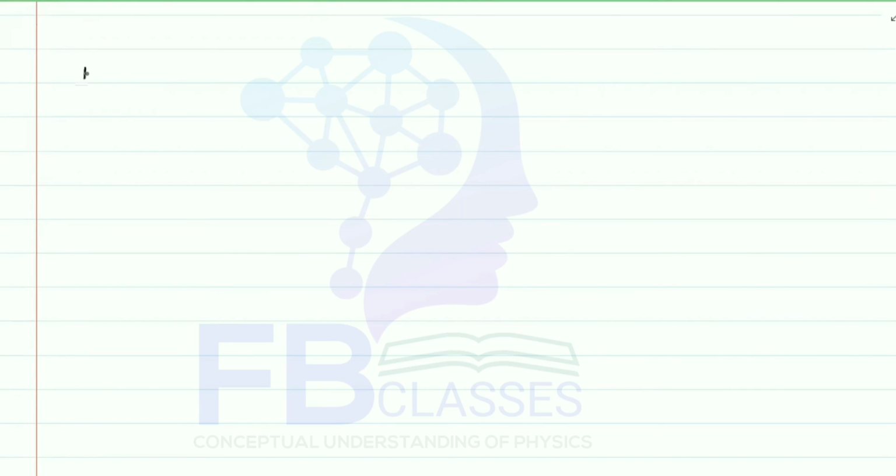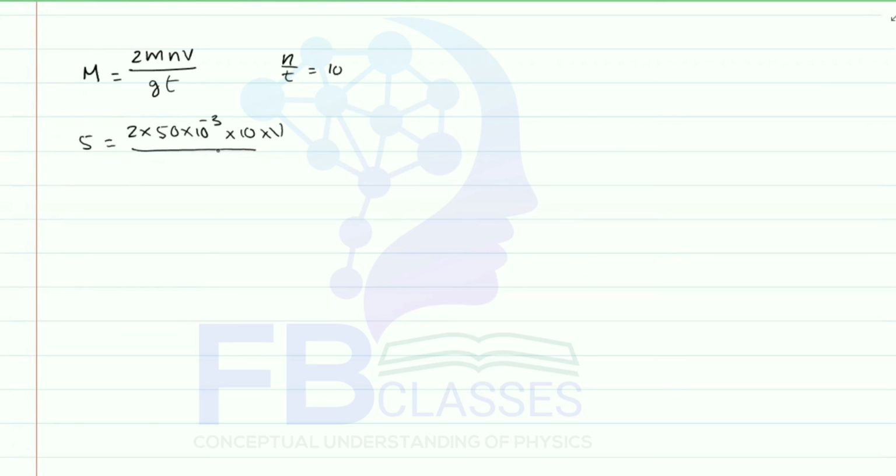Now, actually the weight is balanced. So capital Mg is equal to 2mv into n by t. Here n by t is given already, it is 10. The mass of the plate is given as 5, which is equal to 2 into 50 into 10 power minus 3, because 50 grams is given and we converted it into kg. Then 10 into V upon 10.